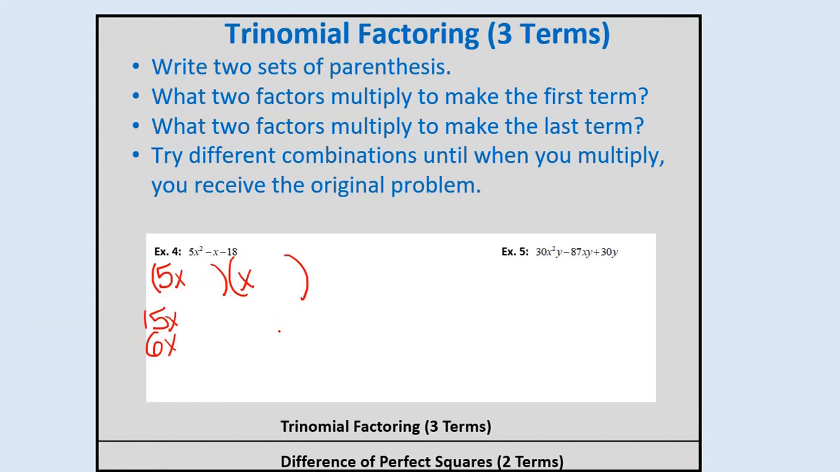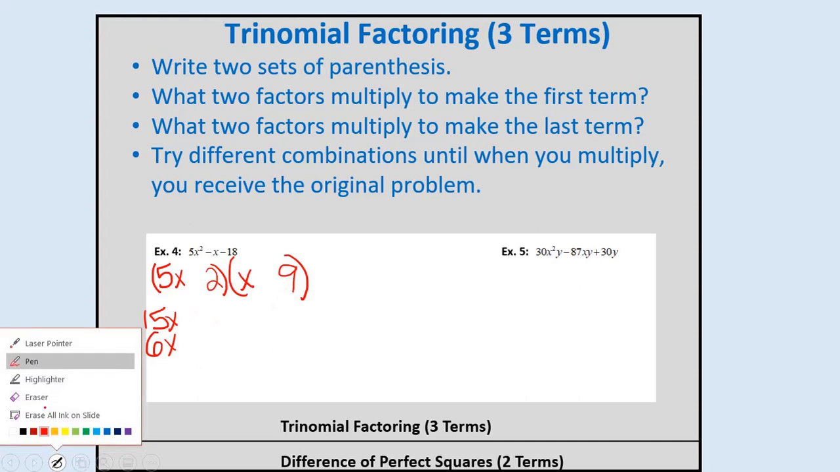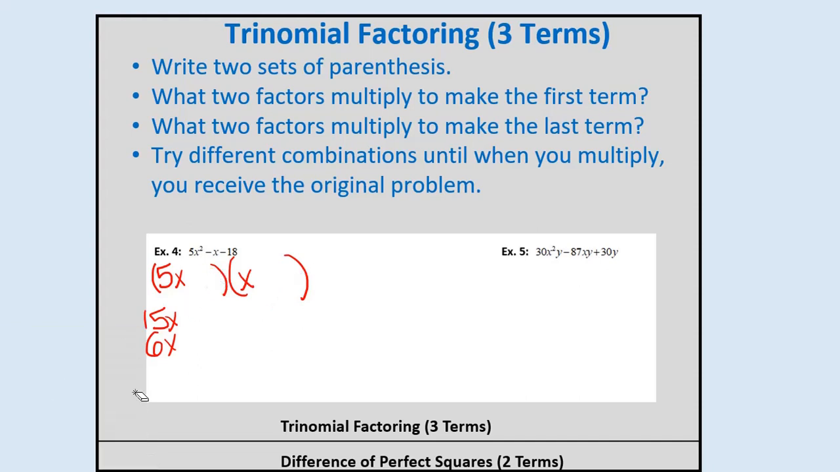A 2 and a 9. Let's do a 9 here and a 2 there. Oh no, that would give me 45. That would be a bad idea. Let's flop the 9 and the 2, shall we? Let's put a 2 here and a 9 there.